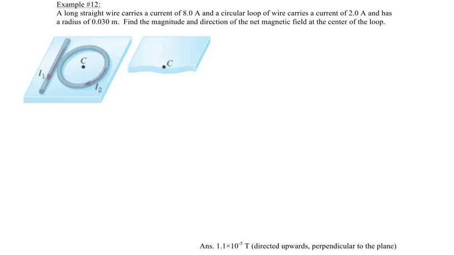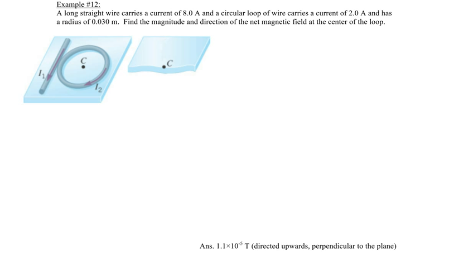Welcome to example number 12. We have a long straight wire and a circular loop wire. The long straight wire carries a current of 8 amps and the circular loop wire carries a current of 2 amps and has a radius of 0.3 meters. The other wire is assumed to be also a distance of 0.3 meters away. We're asked to find the magnitude and the direction of the net magnetic field at this point C, which is the center of the loop.